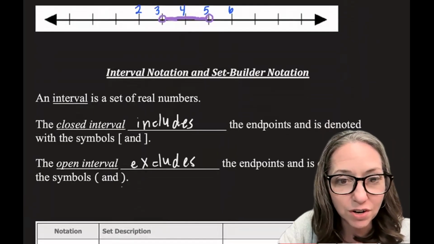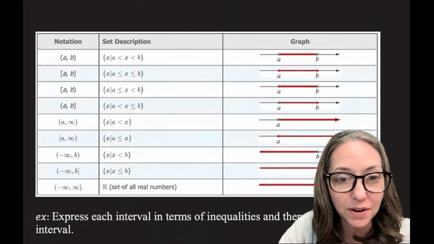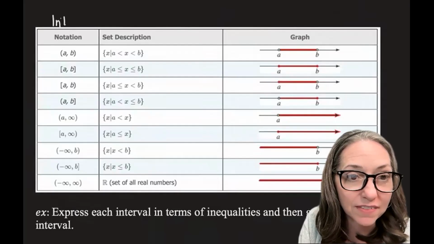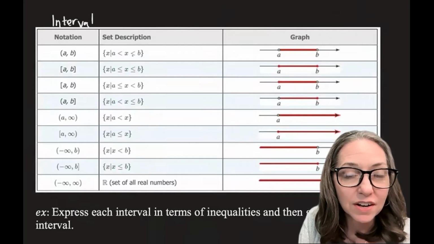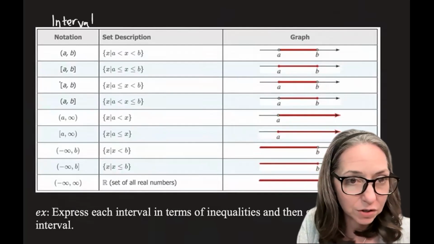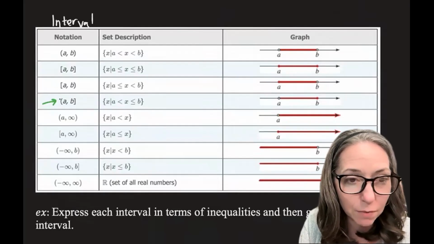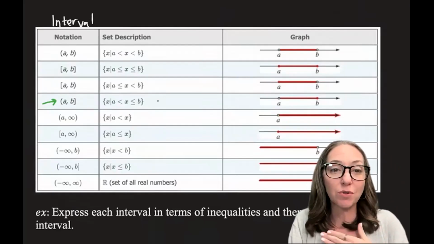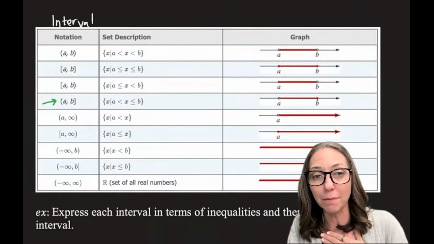So here's a nice little chart of several different types of inequalities, right? So you've got the interval notation over here, written in set builder notation, and then a number line graph. So for example, I'm just going to pick out a few here. The interval from A to B with parenthesis A comma B bracket means numbers bigger than A, but also less than B. So numbers in between A and B, not including A, but possibly including B.